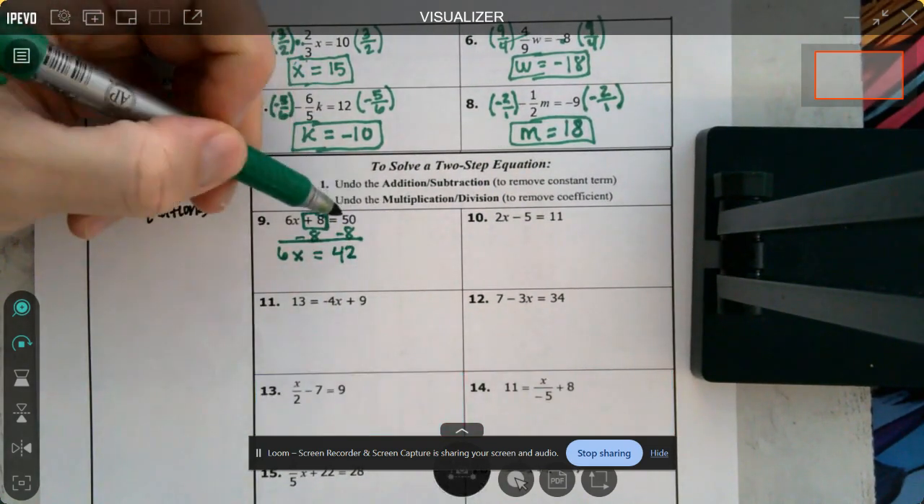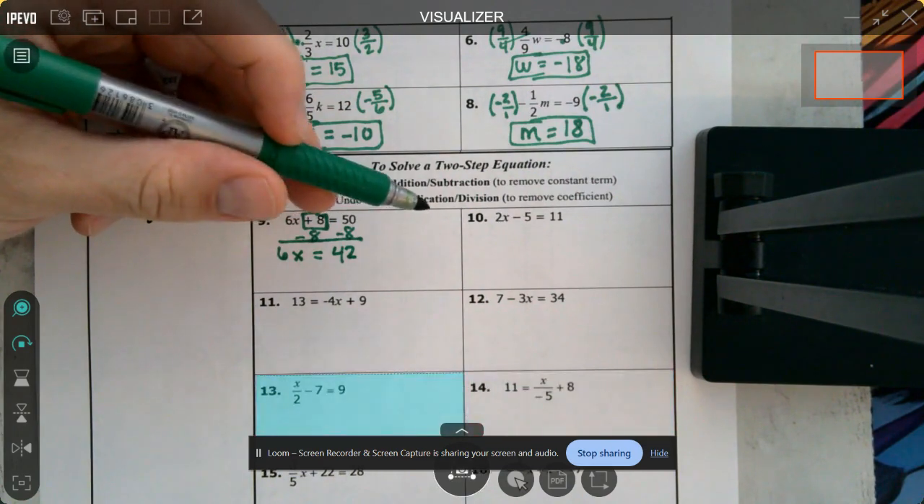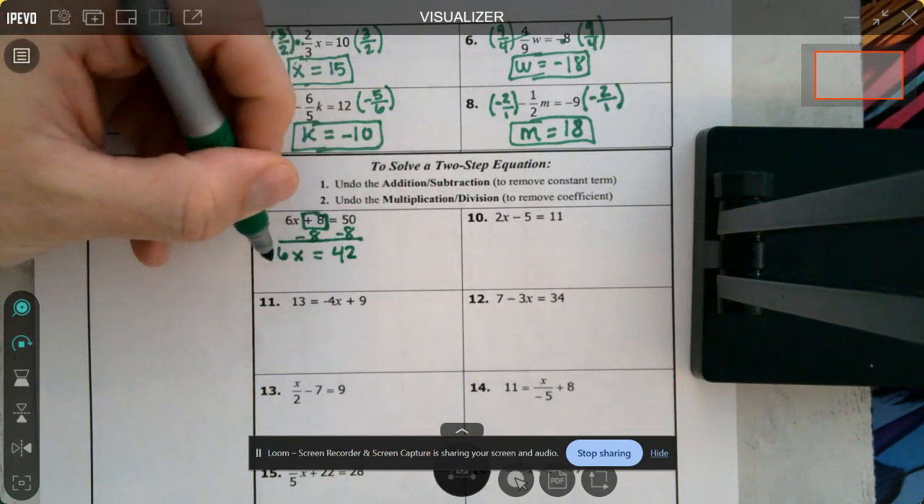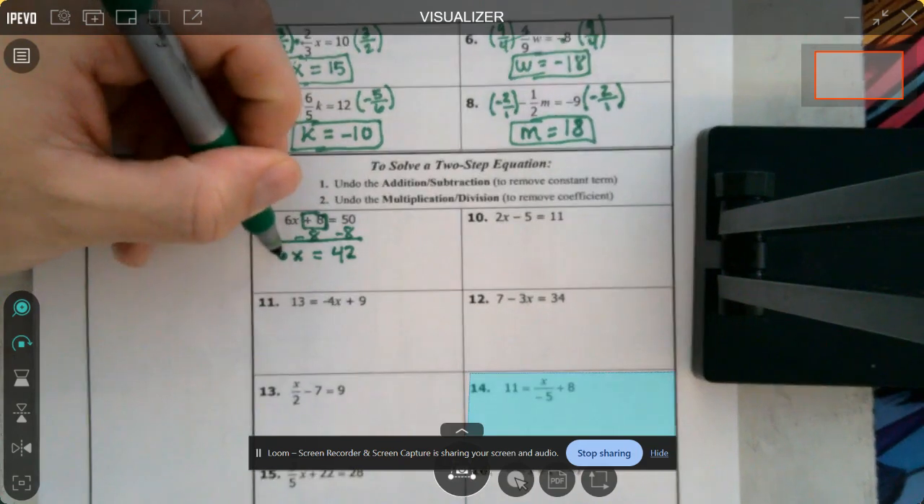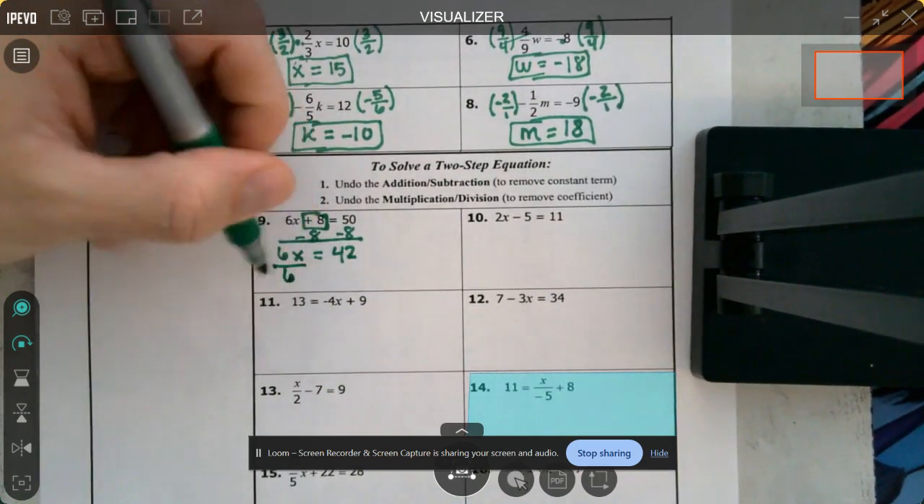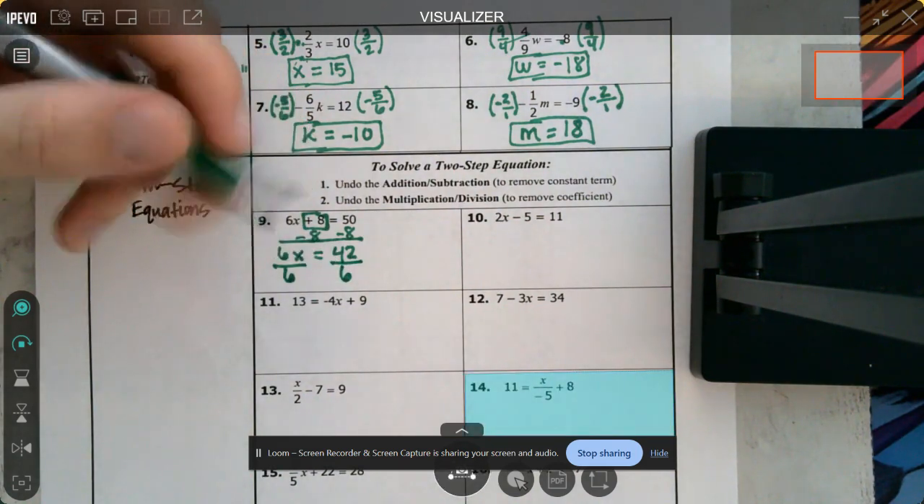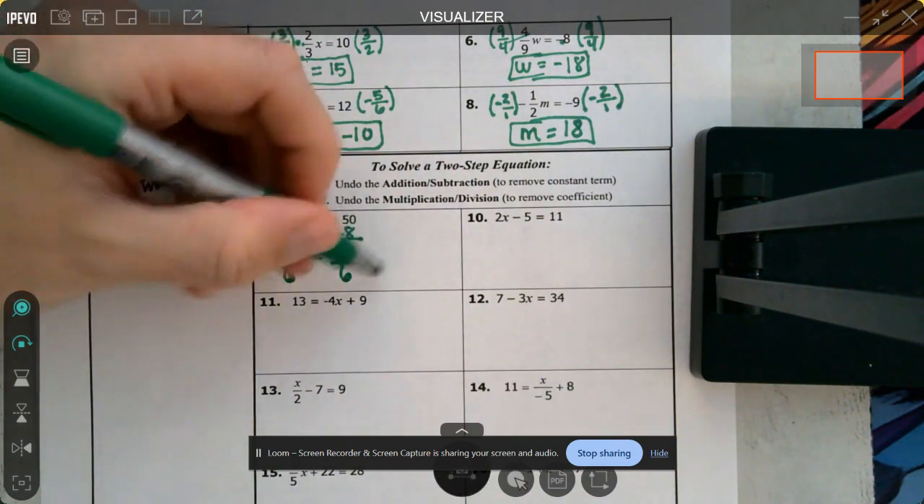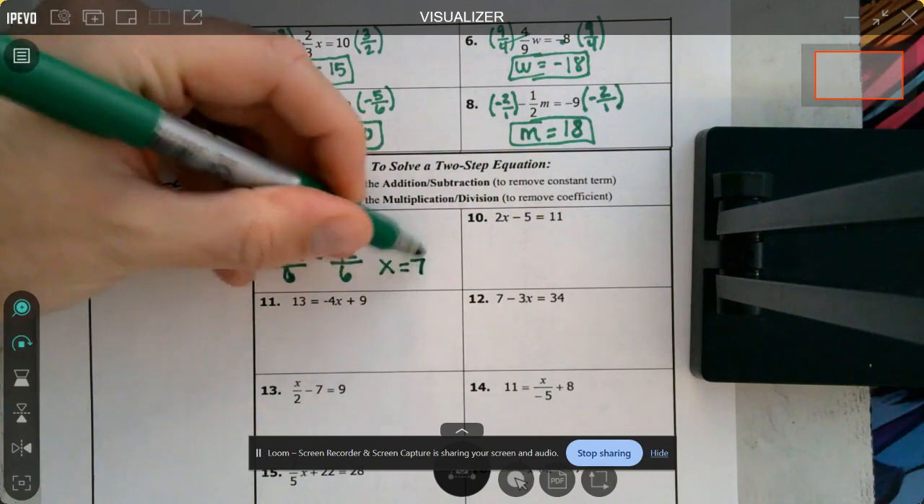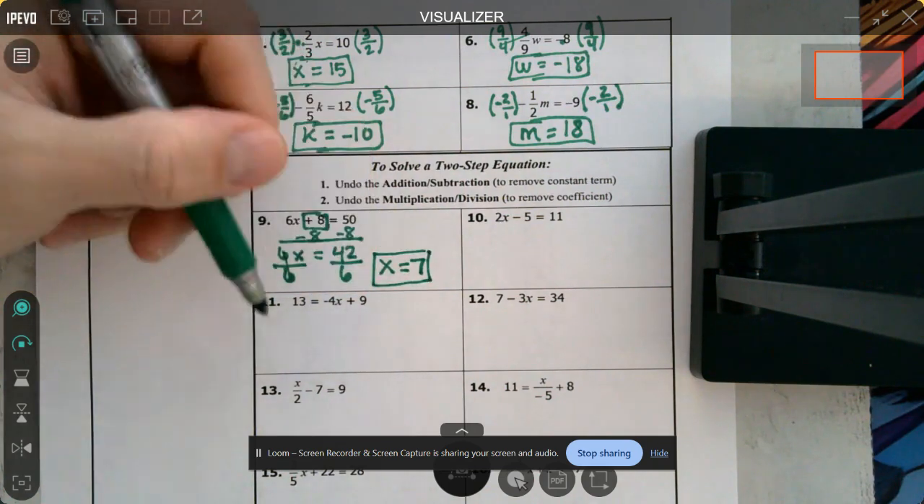Now our second step says to undo the multiplication and division. So now we can get rid of the coefficient in front of x. To get rid of multiplication, we divide. Uh-oh, I'm sinking, homies. There we go. Divide both sides by 6. And you're left with x equals 7. All right, I'm going to pause the video.